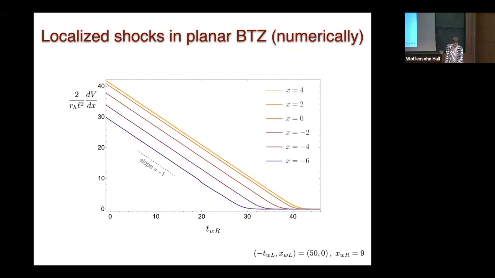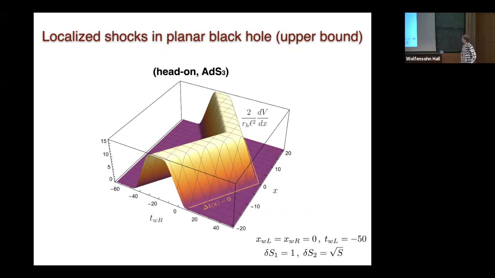And then this is about what I was talking about at the end. So we can now consider localized shocks in planar black holes. We can do different cases and different numbers of dimensions. And what I'm plotting now is the upper bound on the volume that I sketched how you can get from the Wheeler-DeWitt equation. And you can see that this upper bound on the volume actually matches extremely well.